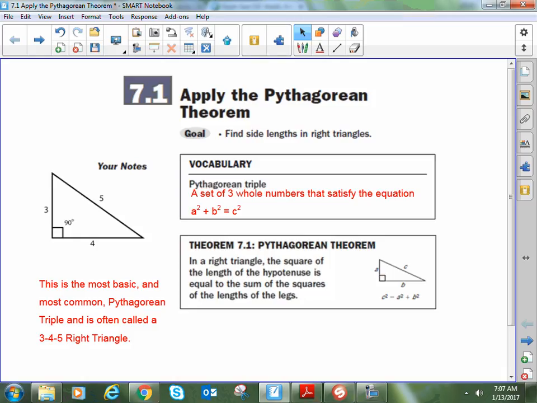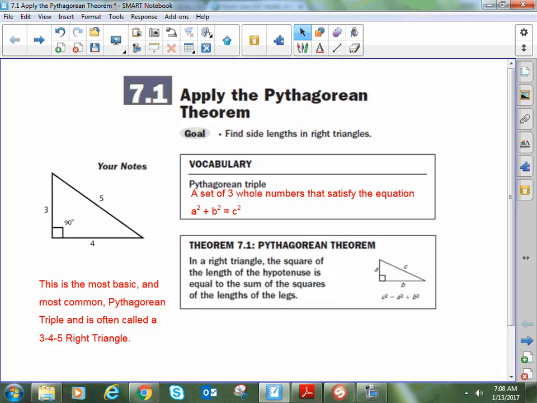Now, looking at the vocabulary that we see here, we're looking at something known as a Pythagorean triple. You can have really an infinite number of possible sides for a right triangle that could be used in the Pythagorean theorem. However, there's only a certain set of numbers that generate whole numbers for each side of the right triangle. Those are known as Pythagorean triples, where all three sides of the right triangle are whole values. What you see on the left side of your screen is the most common Pythagorean triple in all of math. It's called a 3, 4, 5 right triangle.